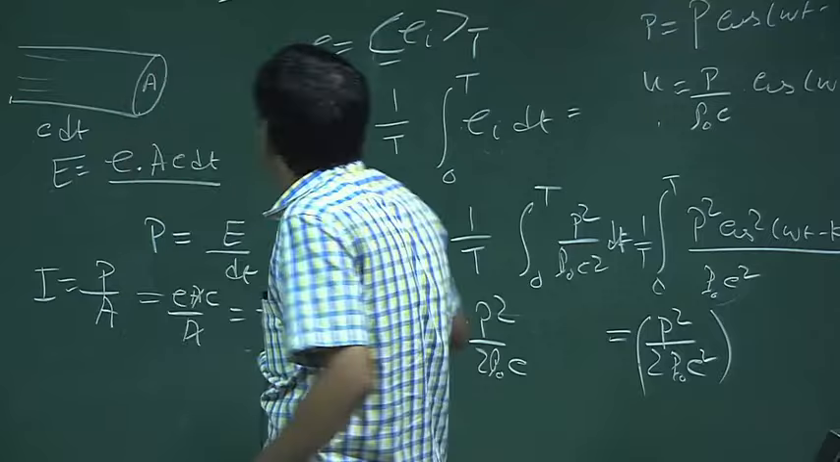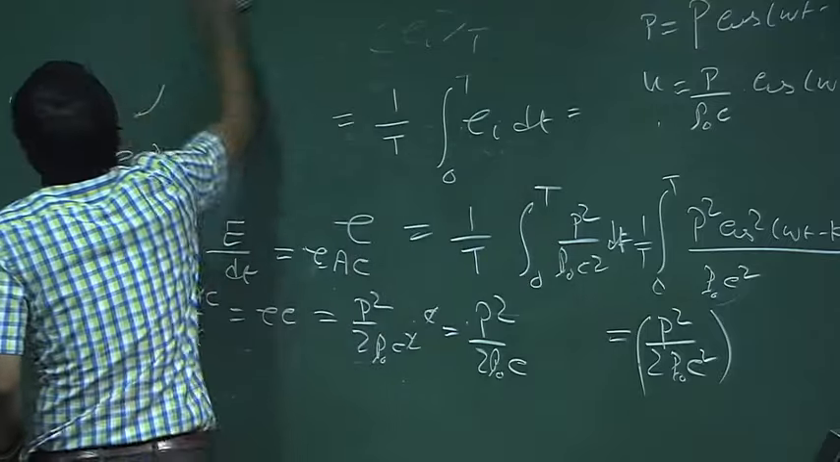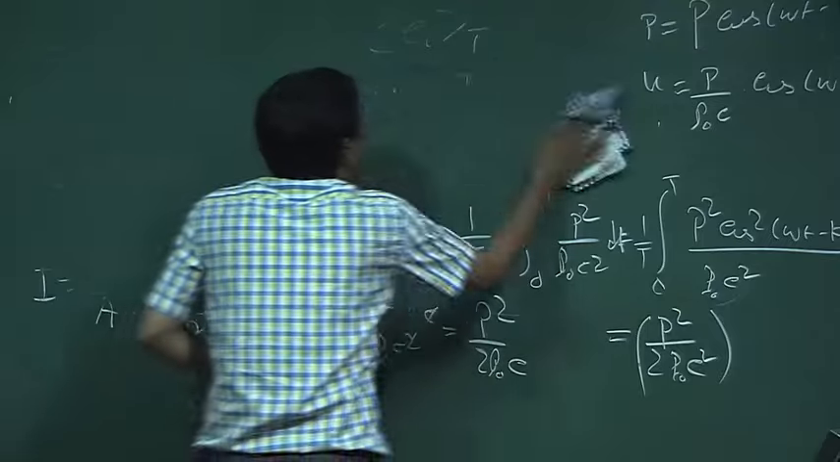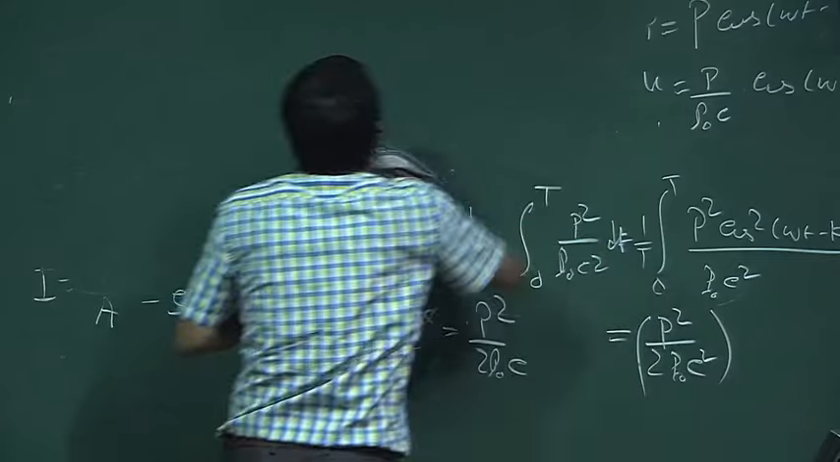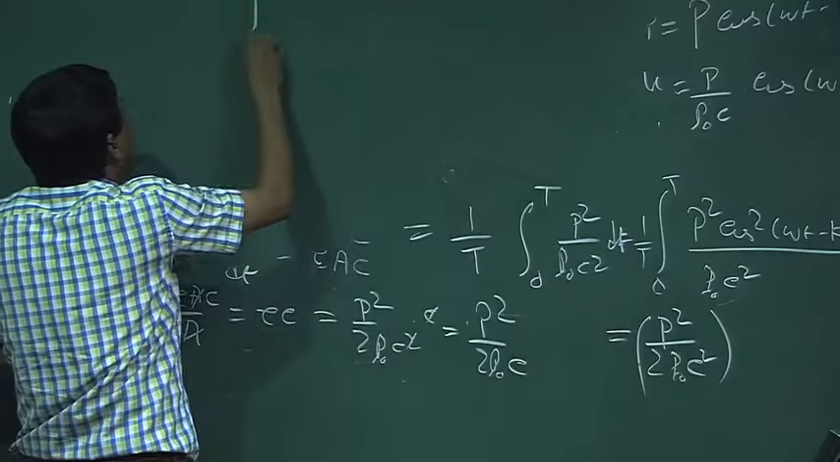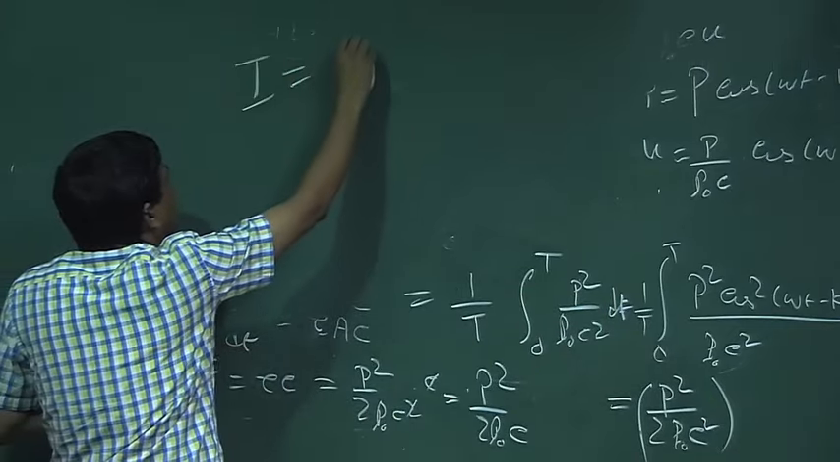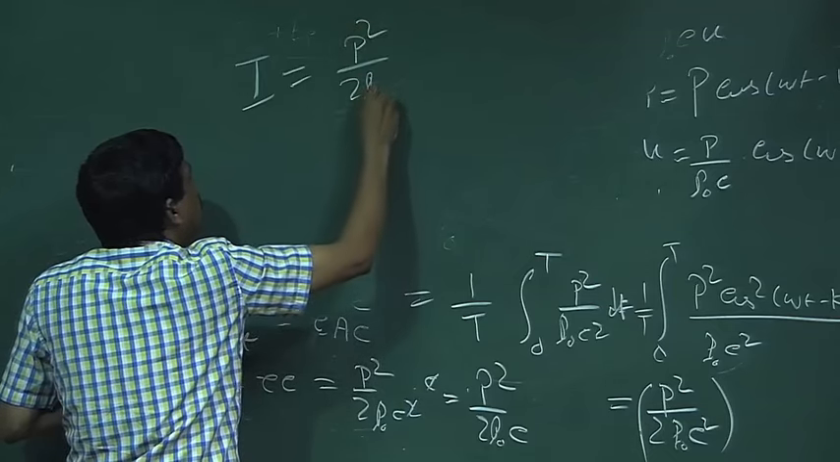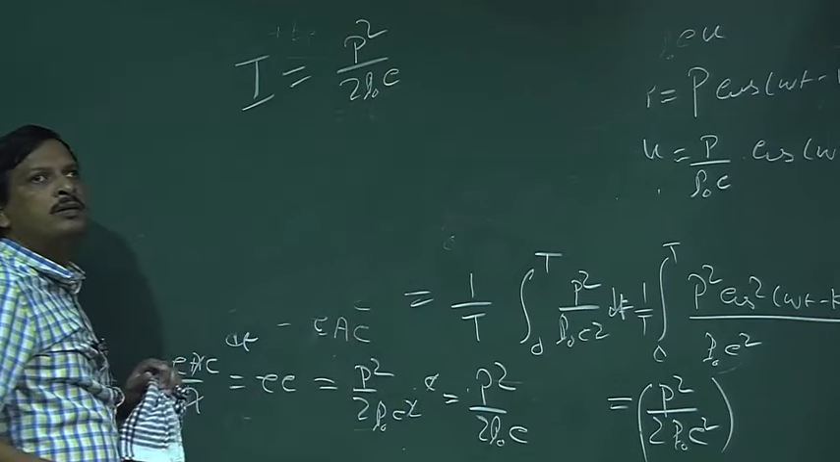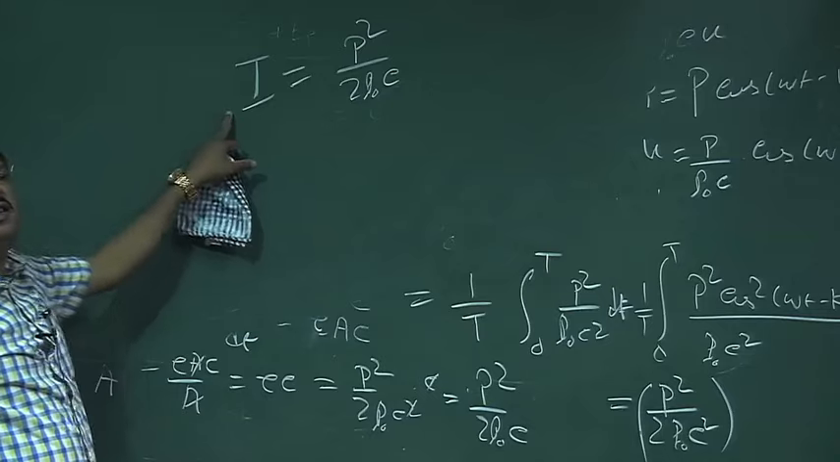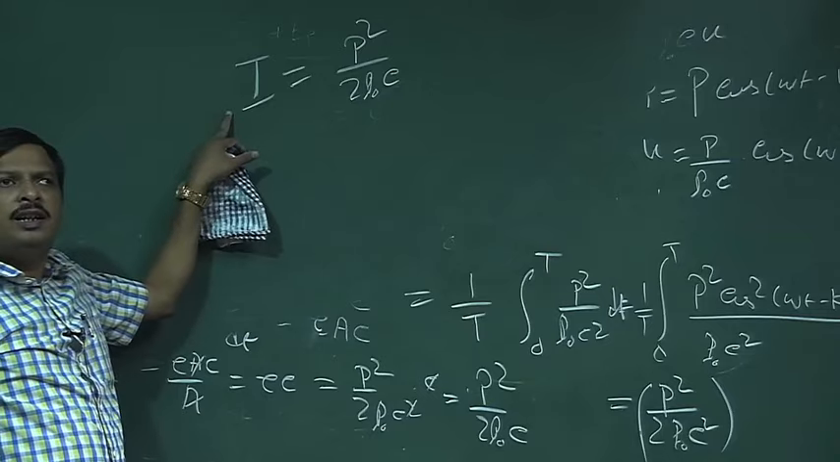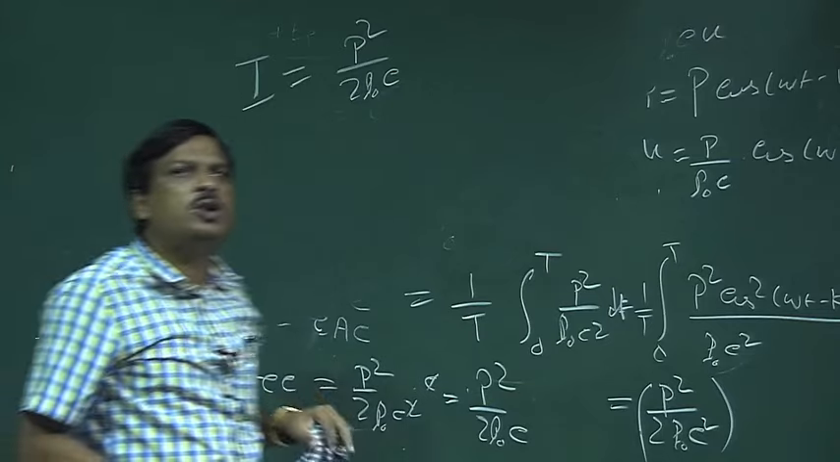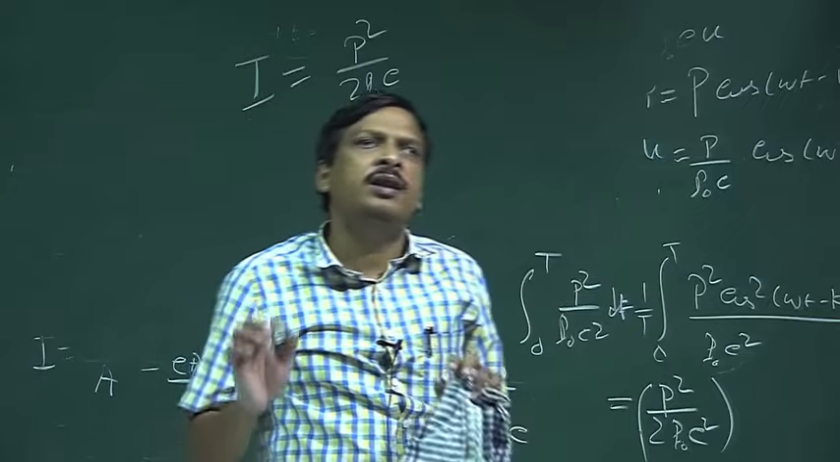So, if I consider the plane wave propagation of sound, then if I know the sound pressure, the intensity of the sound is nothing but p square by 2 rho 0 c. And the power is the intensity multiplied by the area. So, that is the power. So, p square by 2 rho 0 c is the intensity.